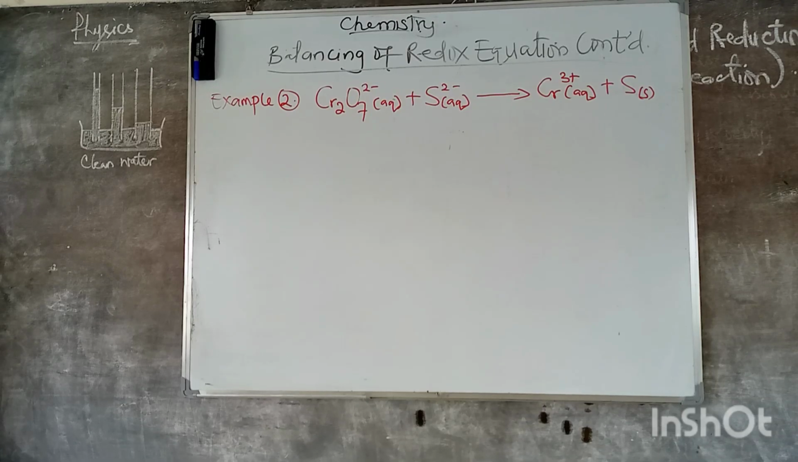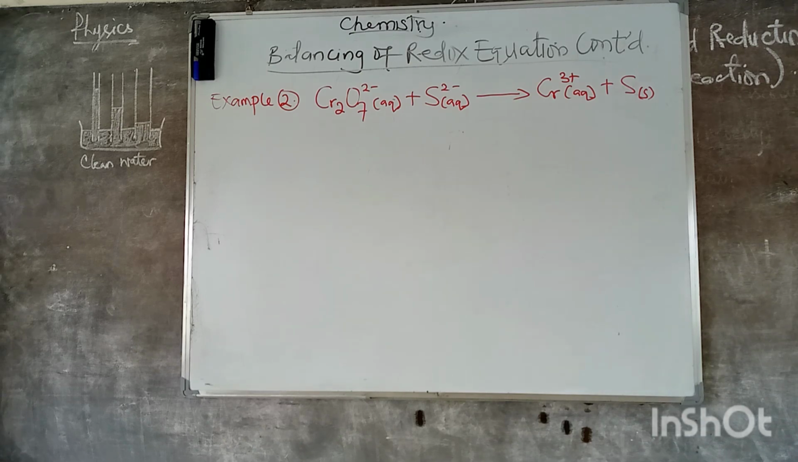Balancing of redox equation continued. Example 2. If you watch on the board, you see the example 2 there. Heptaoxodichromate(VI) ion plus sulfide ion to give you chromium(III) ion and now sulfur solid.